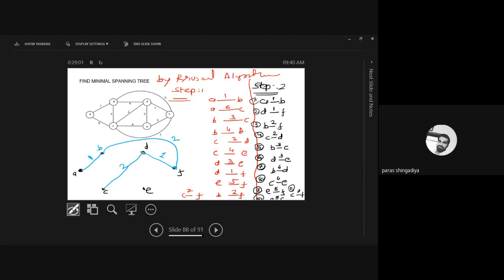Then after 3, so B and C. So if we connect the B and C, okay, if we include B and C here, it creates one closed walk. Okay, because the rest of the 3 edges, that is weight 2, 1, and 2, with the 3, create one closed walk here. Okay, so we'll skip this edge in our graph.